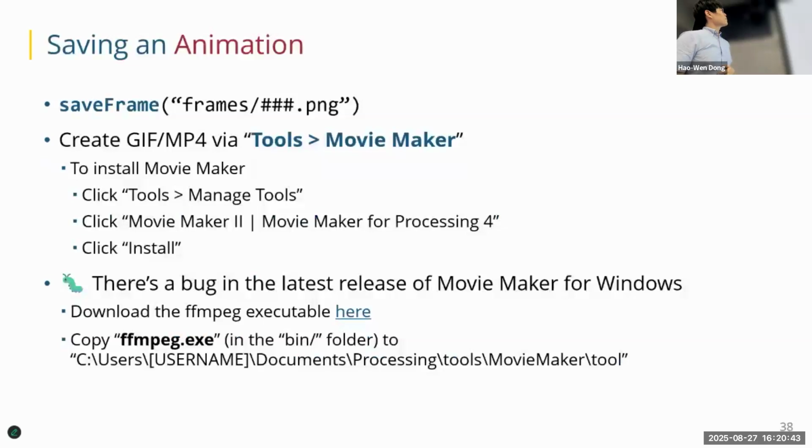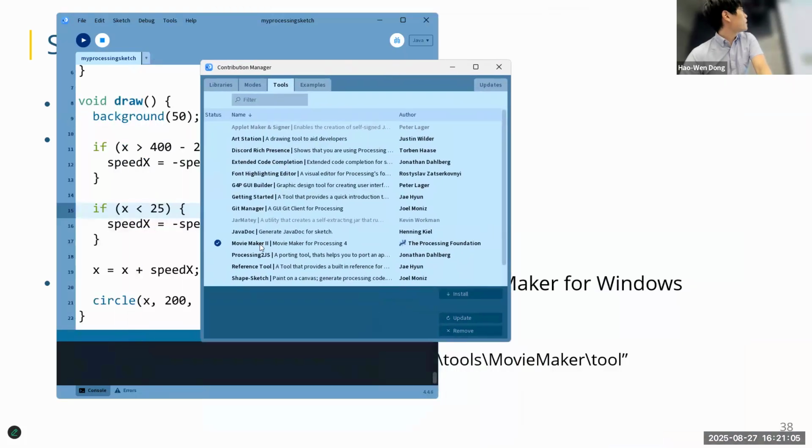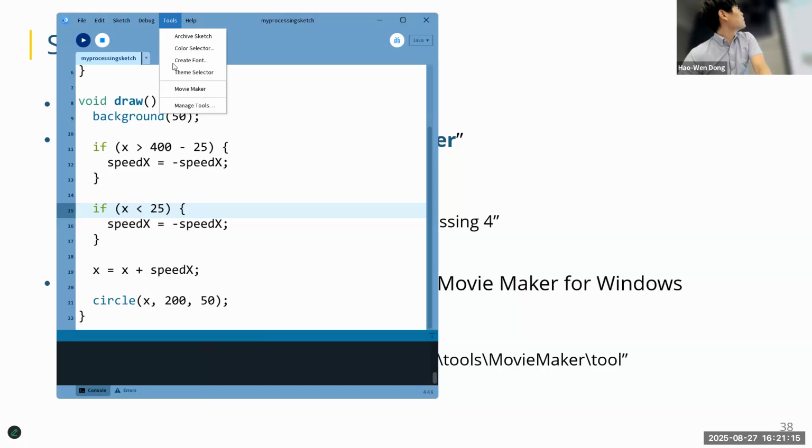Cool. And for the assignment, as in the homework instruction, you need to create a GIF. So this is built-in, not built-in technically. Go to Tools, Manage Tools. It will show here, and then you will find under the Tools tab this Movie Maker. You have to click install. I've already installed it, so I have it here. Once you install it, there will be a Movie Maker in the Tools.